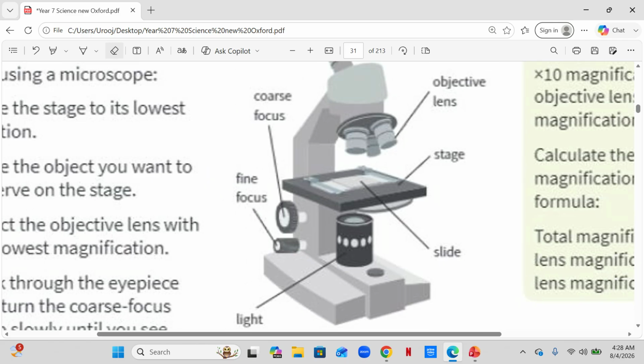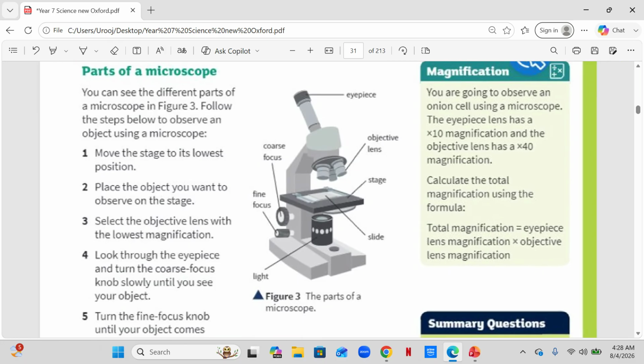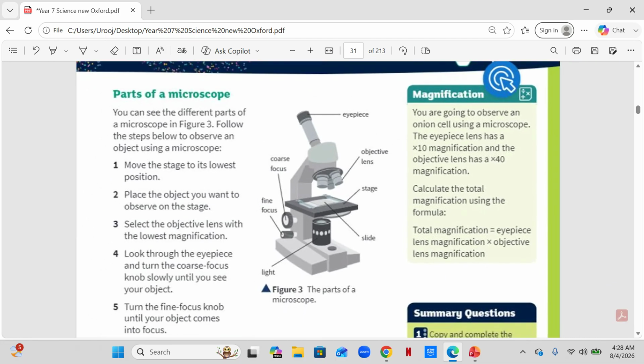This is how a microscope can help us observe a cell, which is a tiny building block of life.